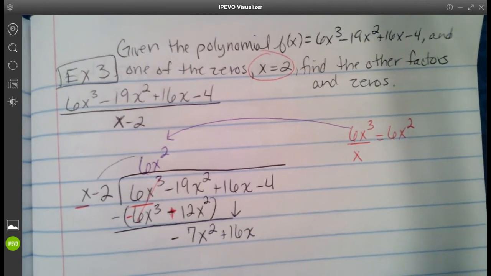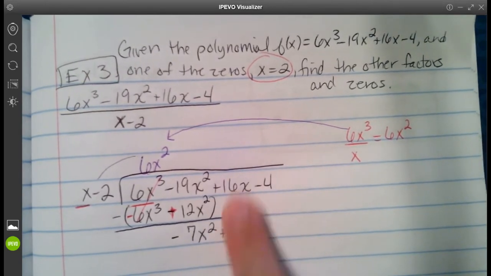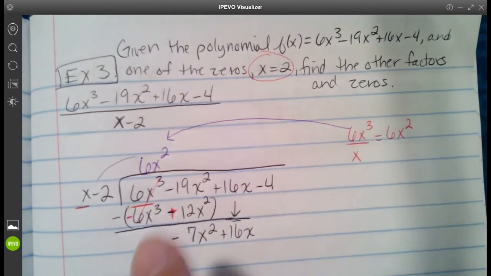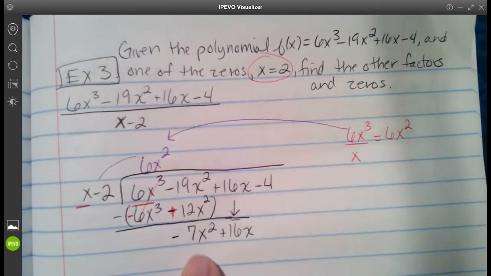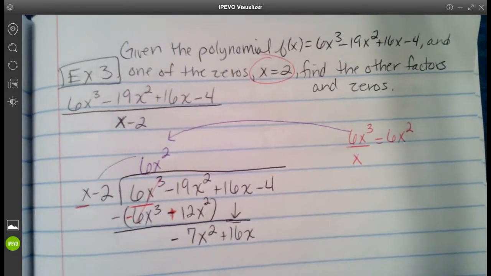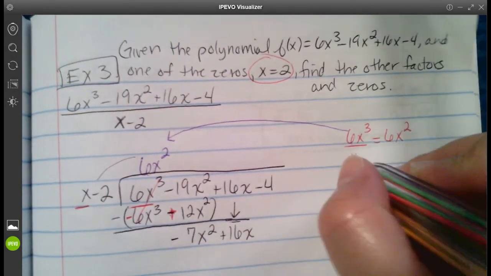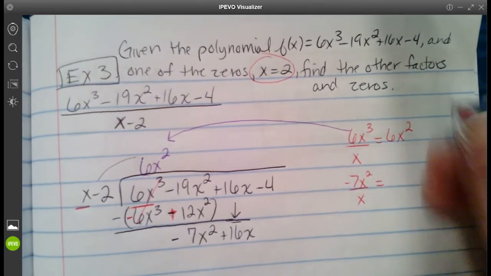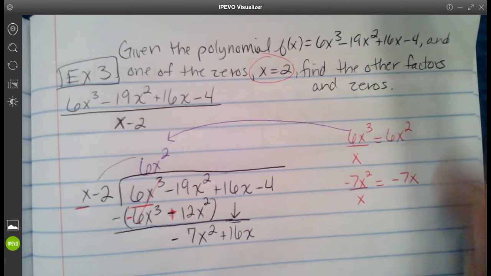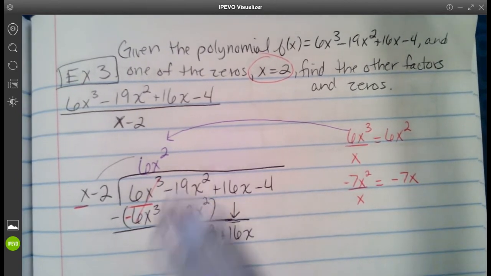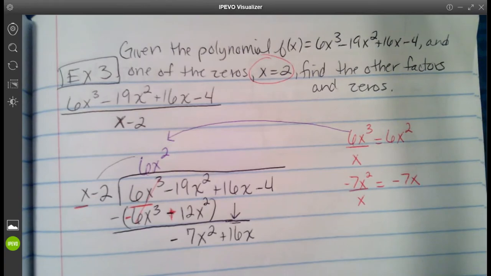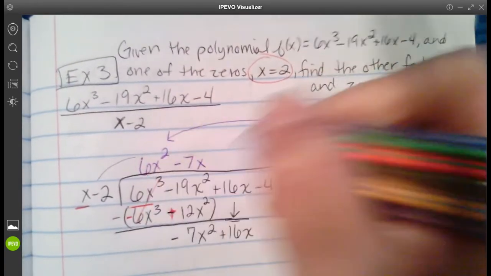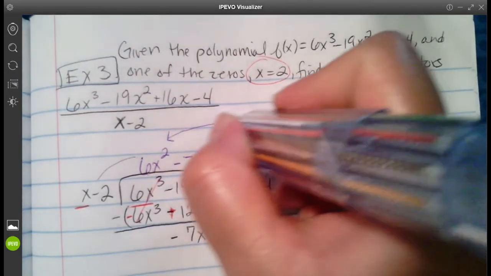Okay, some people like to bring down the whole thing. I do one at a time because I feel it's a little bit more structured, but that's up to you. Okay. So now it goes all over again. So we're going negative 7x squared divided by x. So if you want the side work right here, we can do it over here. Negative 7x squared divided by x is going to give us negative 7x. Okay, so that's going to be the next term in the quotient part. So minus 7x. Okay, and that's coming from right here.